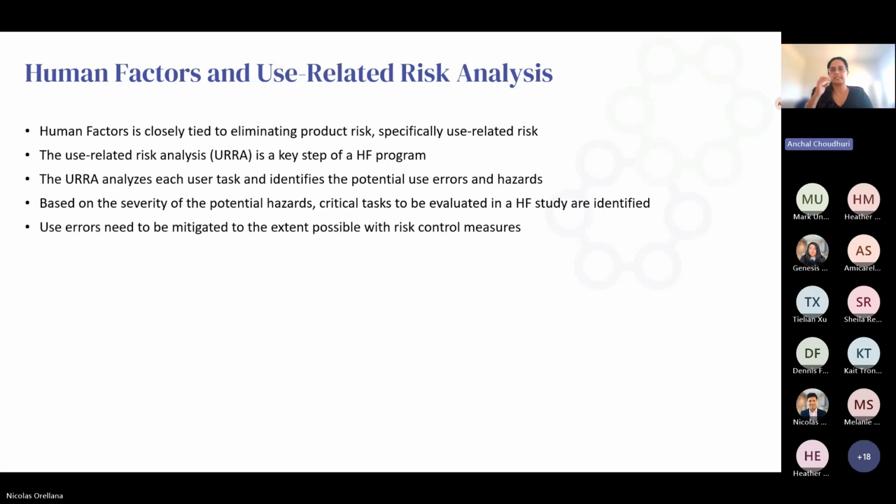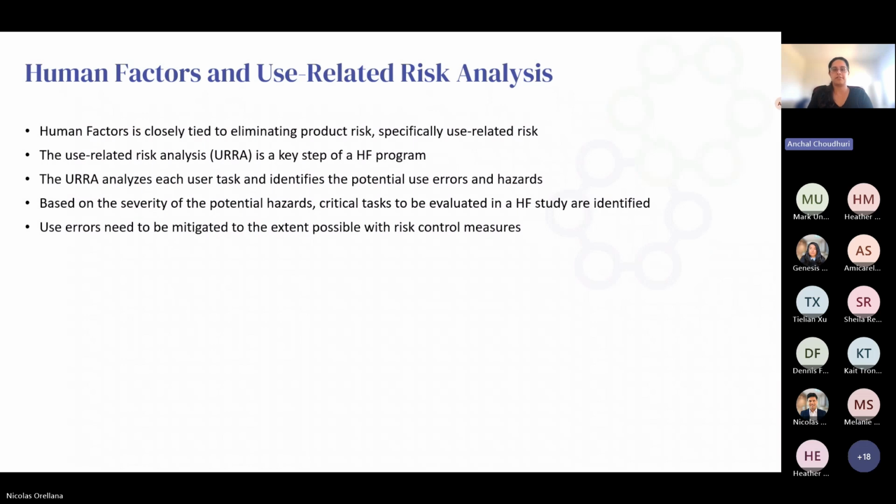So human factors engineering is closely tied to risk, with the goal of eliminating or minimizing risks, specifically use-related risks. So to assess the use-related risks, FDA expects sponsors to conduct a use-related risk analysis. This is a key step in a human factors program and really should be done for all combination products. The URRA analyzes each user task and identifies the potential use errors and hazards associated with that task.